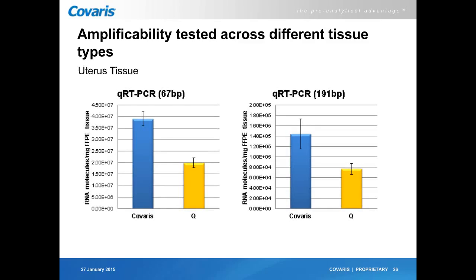We repeated on uterus tissue, and again, we see a higher amount of amplifiable RNA molecules with Covaris. But you can see that it's not as dramatic with uterus as with kidney or lung tissue. So that's something to keep in mind: there is large variability across the different FFPE tissue types. Performance will depend on the tissue type, but also on the storage and baking conditions. So depending on your samples, you will see a different level of improvement and usability for NGS downstream.